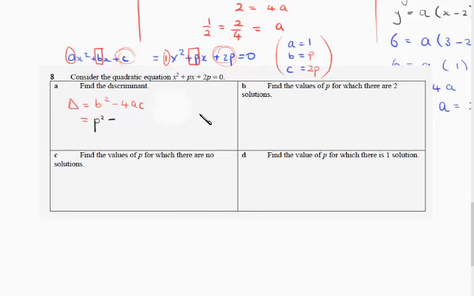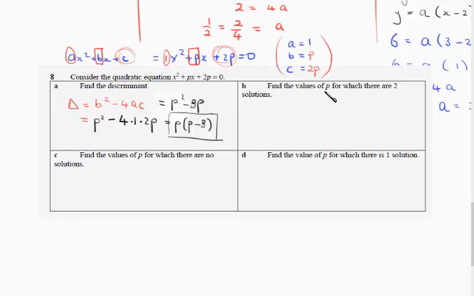P squared minus 8p, that's right. That's good, very good. So 4 times 1 times c, c is equal to 2p. So this is equal to p squared minus 8p. Because this is p squared and 8p, we can factorize p easily, and then p minus 8. So again, this is the best form of the discriminant.